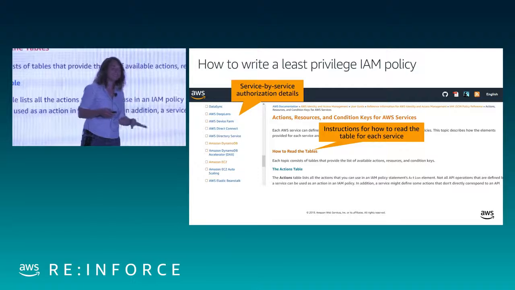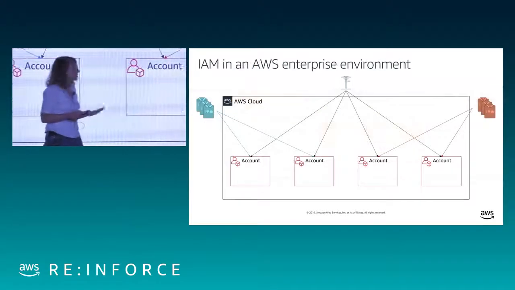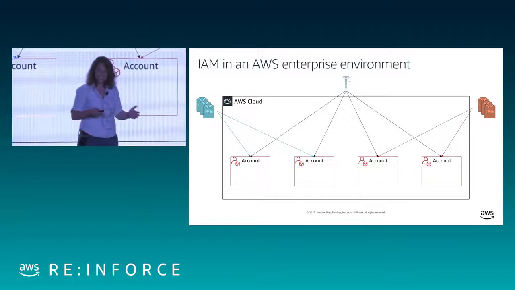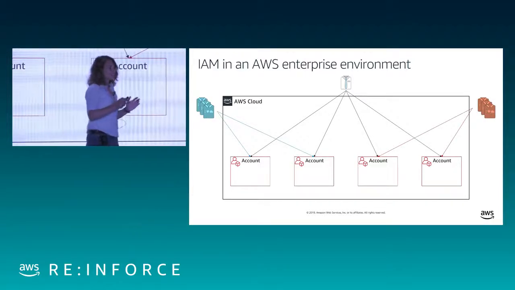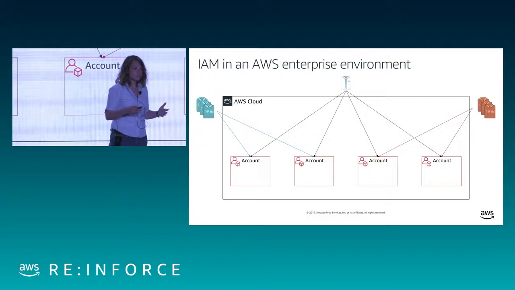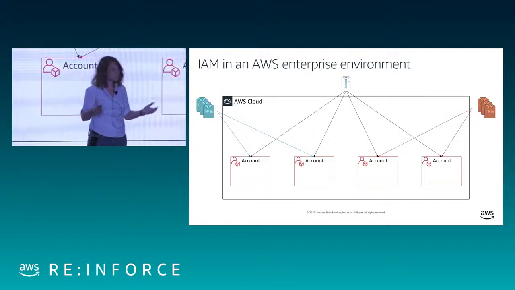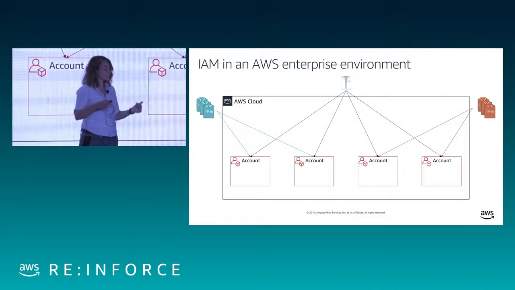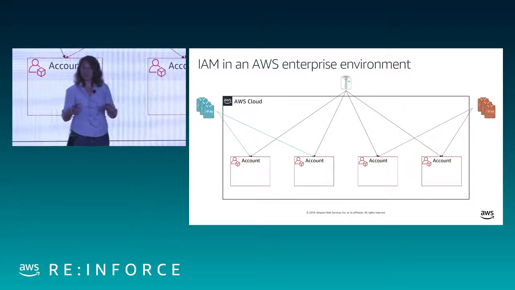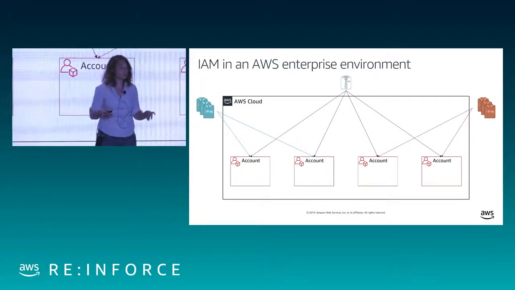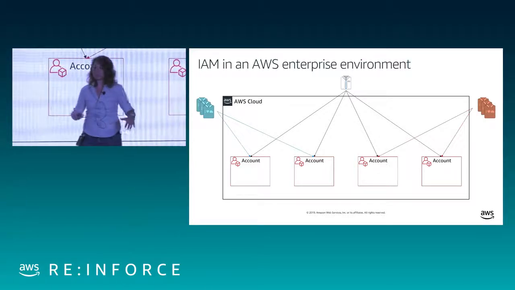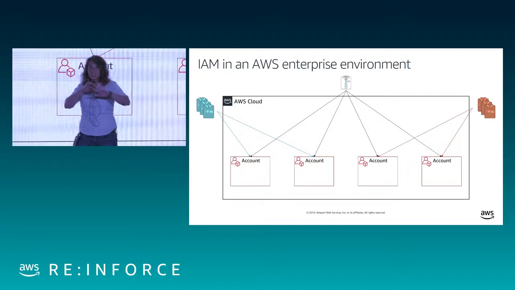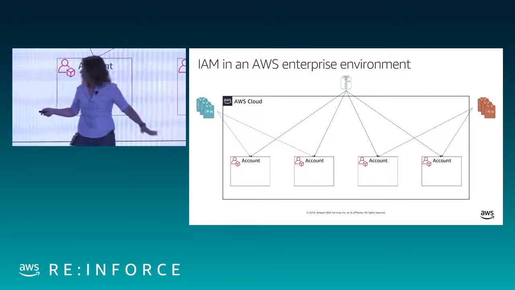Now, in an AWS enterprise environment, everything we've talked about so far is for permissions within a given AWS account. Those of you who work at enterprises, even those of you who work at smaller businesses, are probably aware that in reality, you're often working across multiple AWS accounts, sometimes a small number, sometimes a very large number in your organization, and you're trying to secure the cloud across all of these accounts.